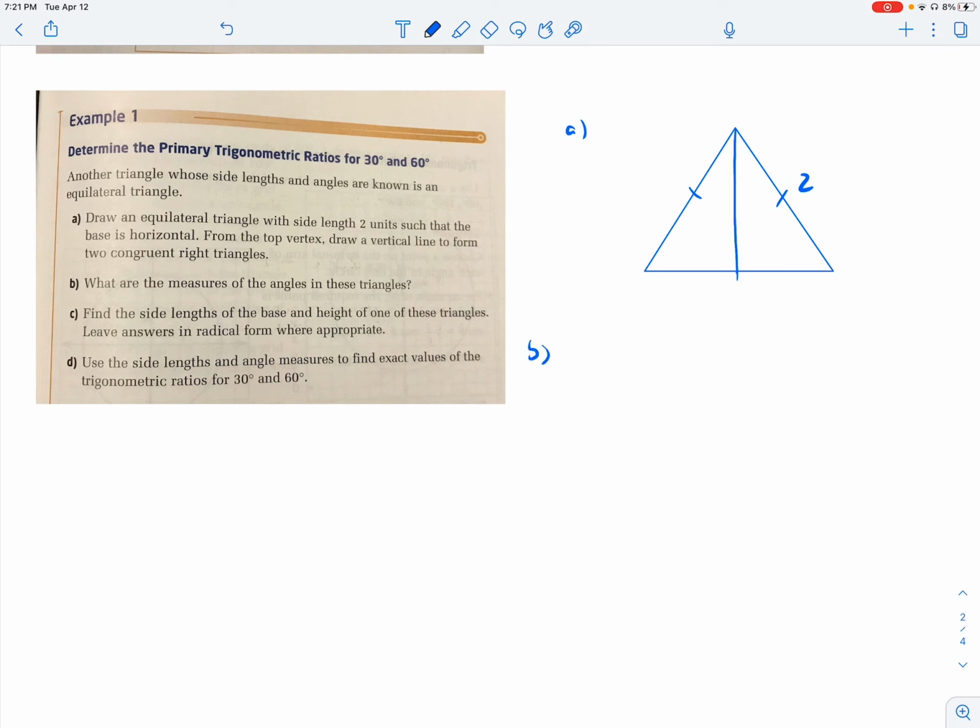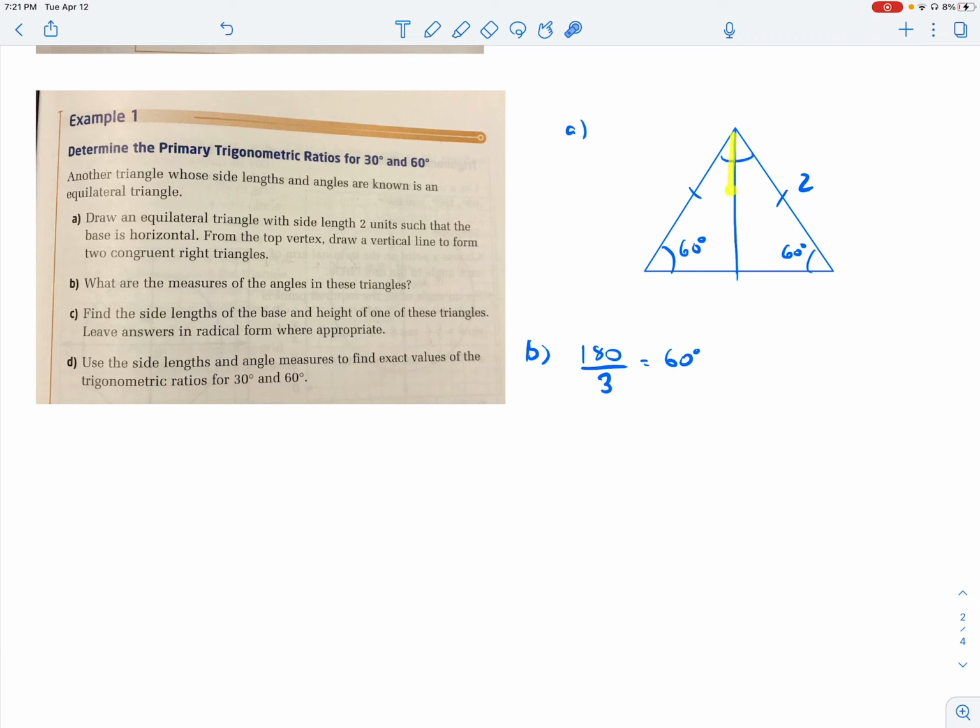Part B. What are the measures of the angles in these triangles? So for equilateral triangles, all the angles here have to be the same. So for them to be equal, and there's three of them, that means we should take 180 and chop it up into three, and we get 60 degrees. That means there's 60 at all these vertices. I'm not going to bother drawing it up here, but that one's also 60.